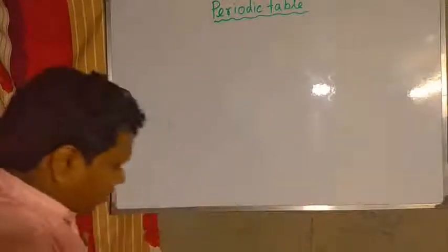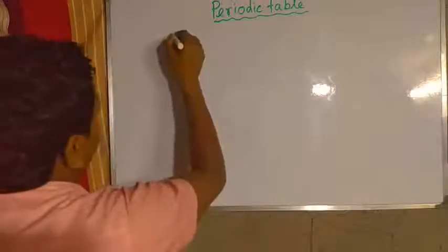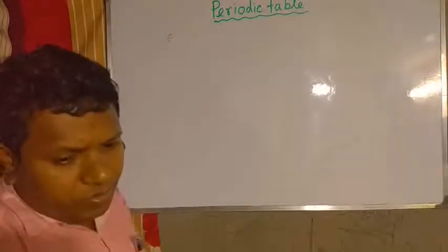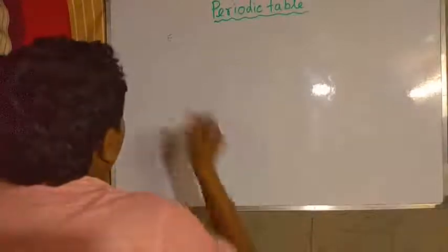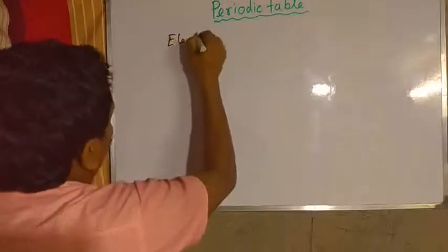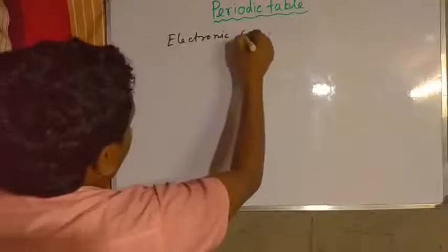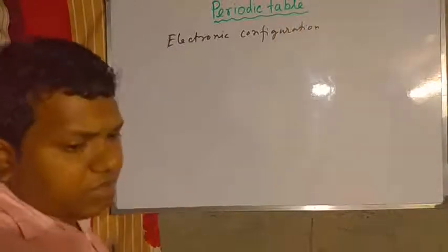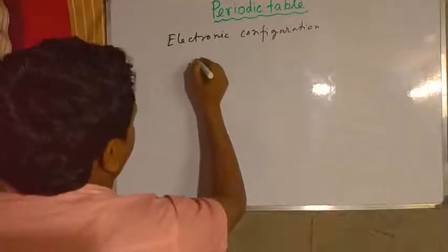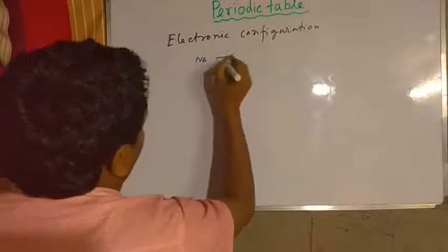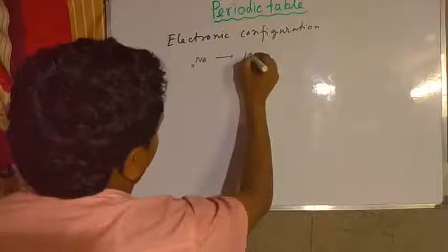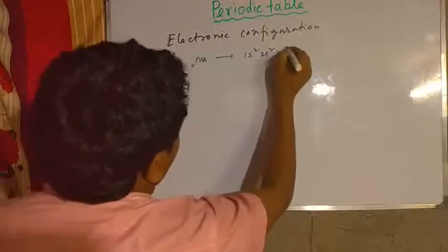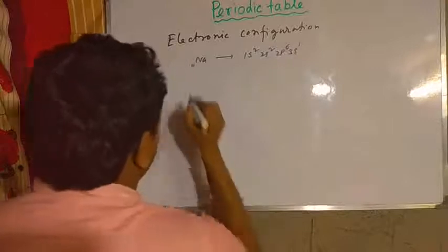Now, according to electronic configuration, we see that some atoms like sodium, atomic number 11, have the electronic configuration 1s2, 2s2, 2p6, 3s1.